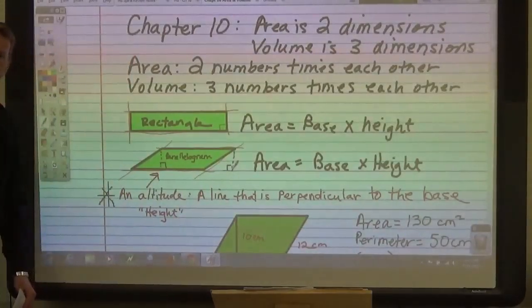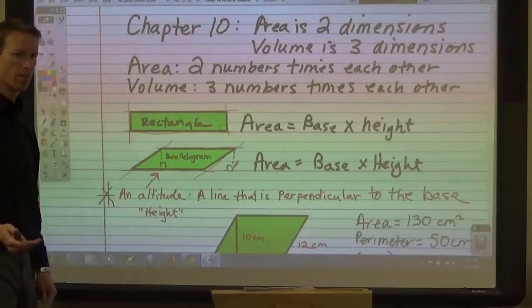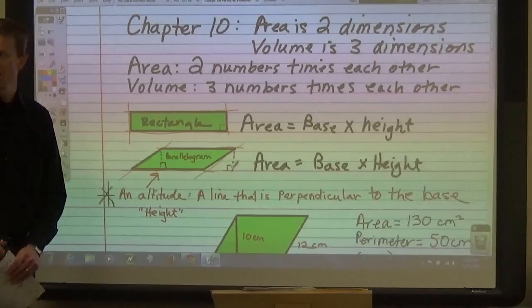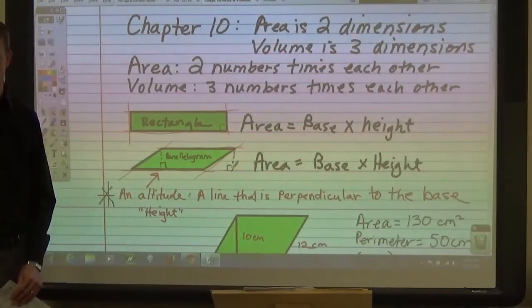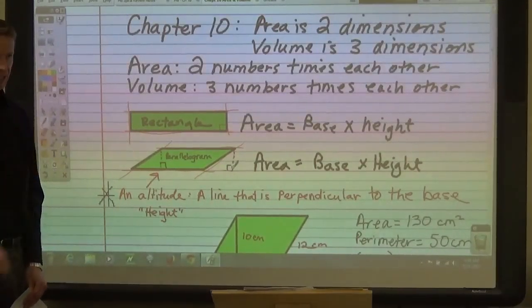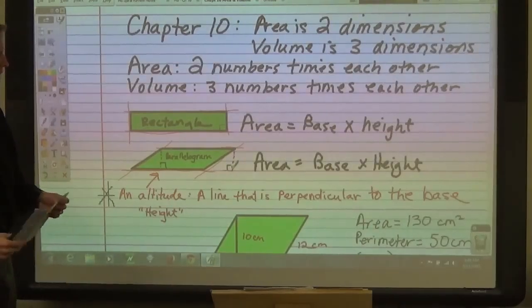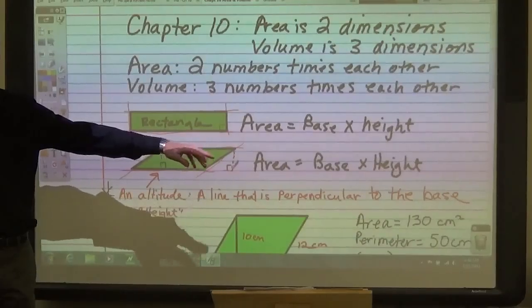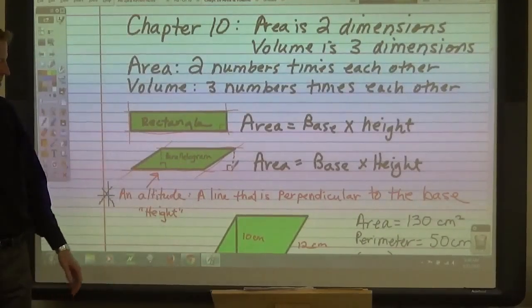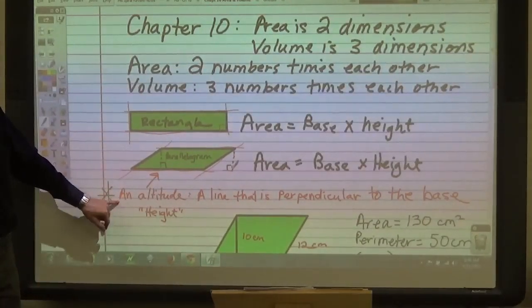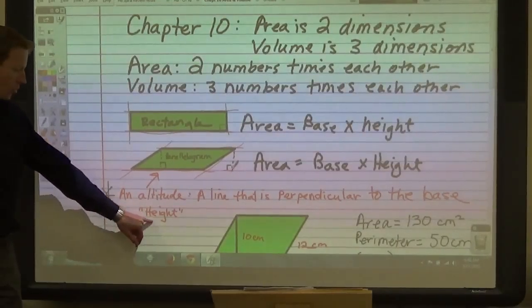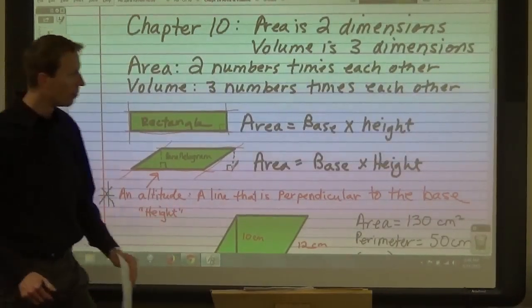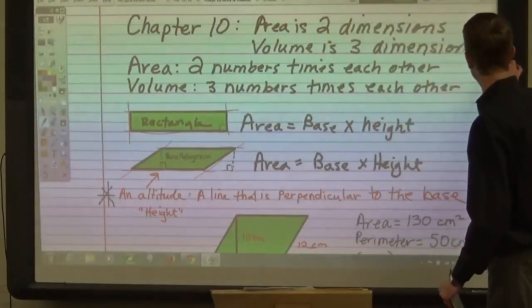It's called the altitude of the figure. The altitude is always perpendicular to the base. Repeat that. The altitude is always perpendicular to the base. Okay? And then the area for a parallelogram is base times height. Repeat. Right. Altitude, line perpendicular to the base, it's also called the height. So, look at this example.